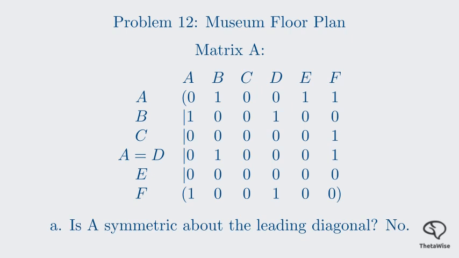This asymmetry tells us that the paths are one way. For instance, you can walk from area F to area A, as shown by the 1 in row F, column A, but you cannot walk directly from A to F, because the entry in row A, column F is also 1. This means the path between A and F is directed, likely allowing travel in only one specific direction.